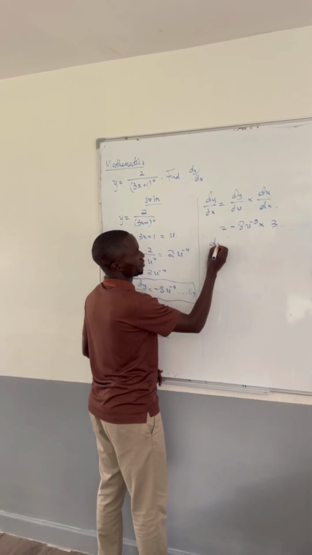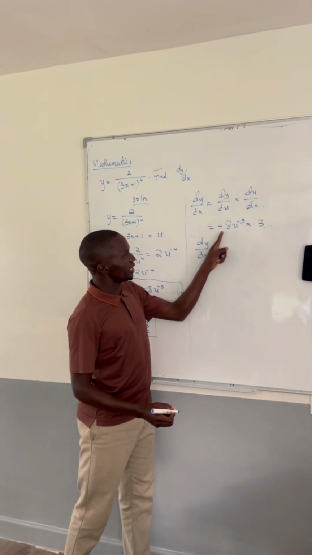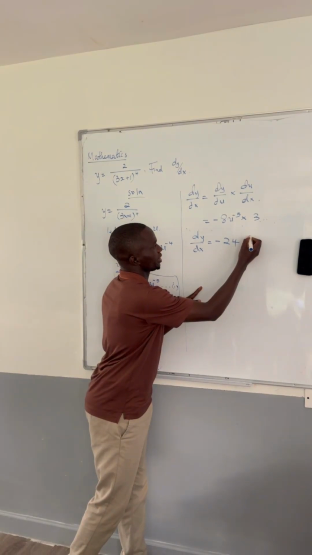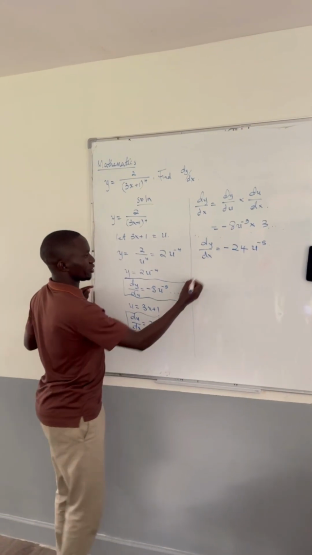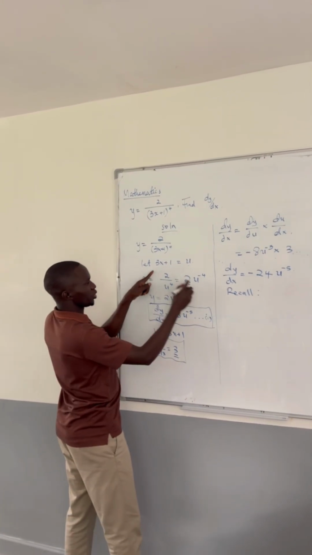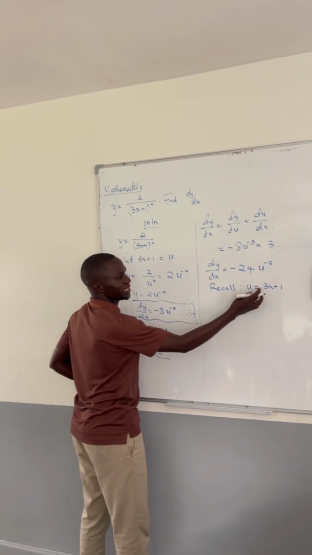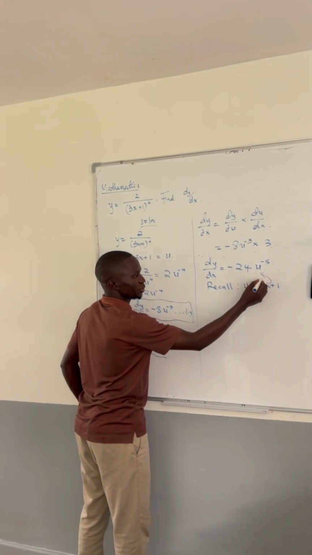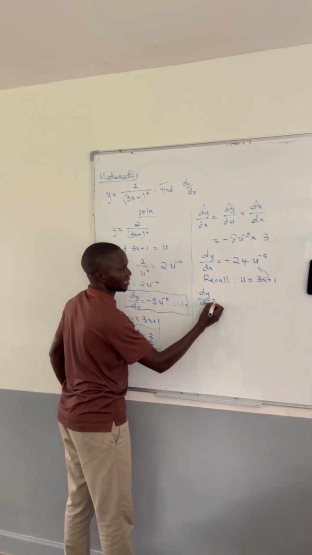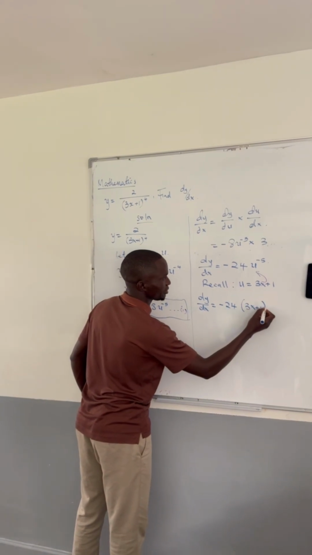Therefore, when you multiply the two, we are going to end up with negative 8 times 3, which translates to negative 24u raised to the power negative 5. But we have to recall that u was equal to 3x plus 1. So we will substitute where there is u with 3x plus 1. So we're going to end up with dy over dx as negative 24 into (3x plus 1) raised to the power negative 5.